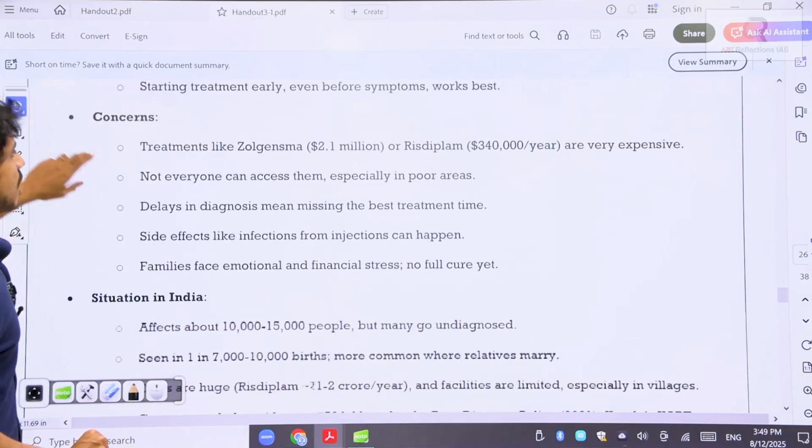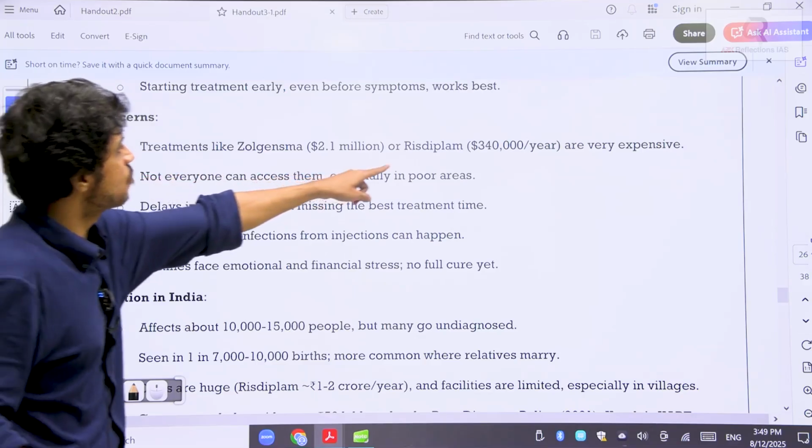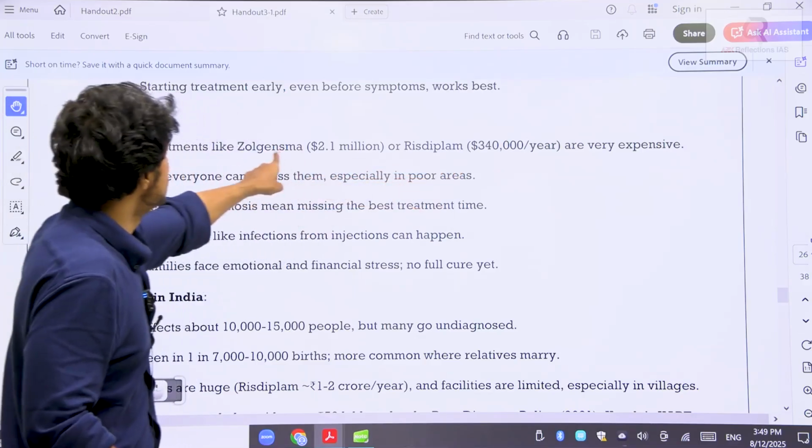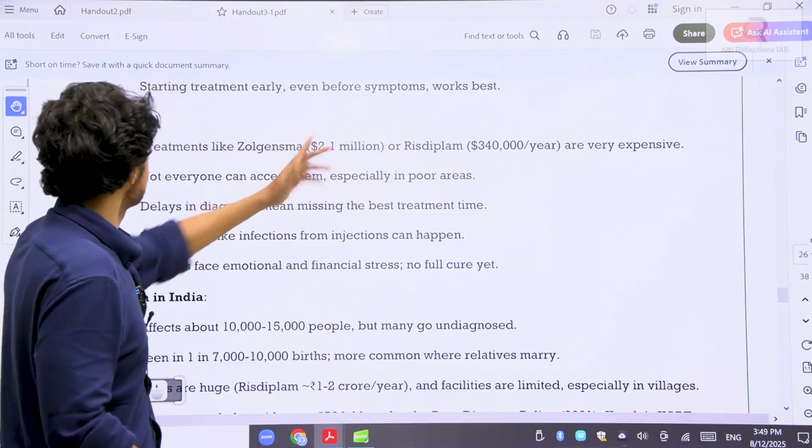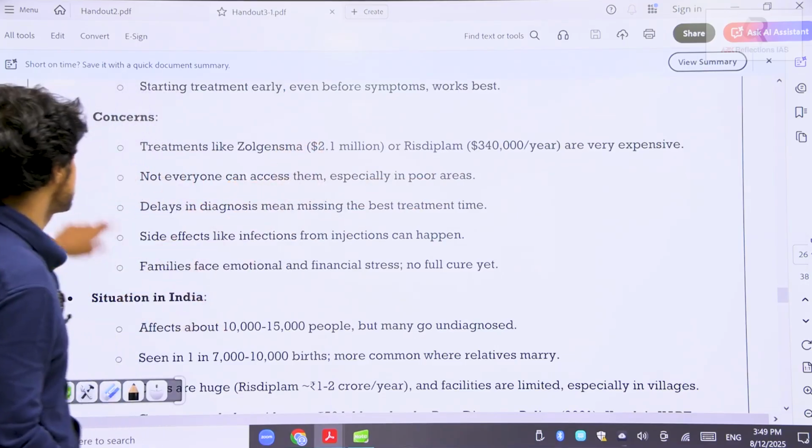All these are very, very costly. See here, $340,000 per year, $2 million. All these are very highly expensive. Not everyone has access to them.